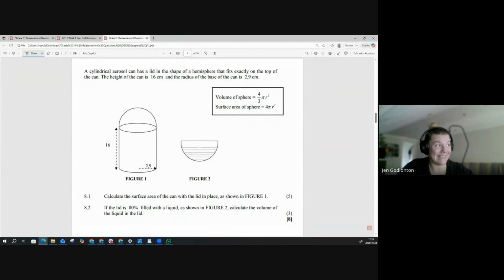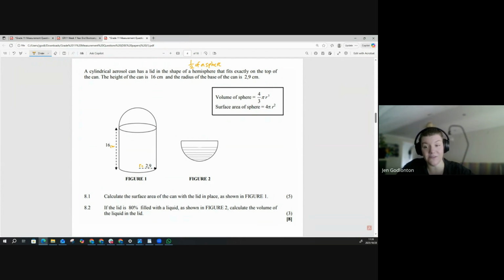So these questions are meaty, but we're going to work our way through it and figure out some cool things. A cylindrical aerosol can has a lid in the shape of a hemisphere. That just means it's half of a sphere, that fits exactly on top of the can. The height of the can is 16 centimeters, and the radius of the base of the can is 2,9 centimeters.